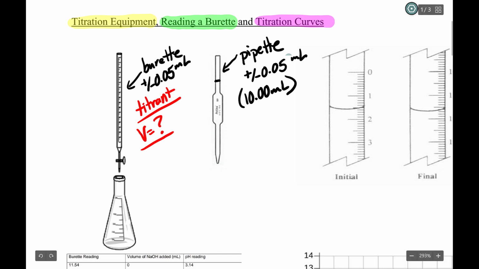Now, what goes in the pipette is called the sample. And usually we don't know the concentration of the sample, we just know its volume. So pipettes, again, can come in all varieties of sizes. The most common would be 10 mL, but you can have 5, 15, 20, 25, 50. They can get quite large.